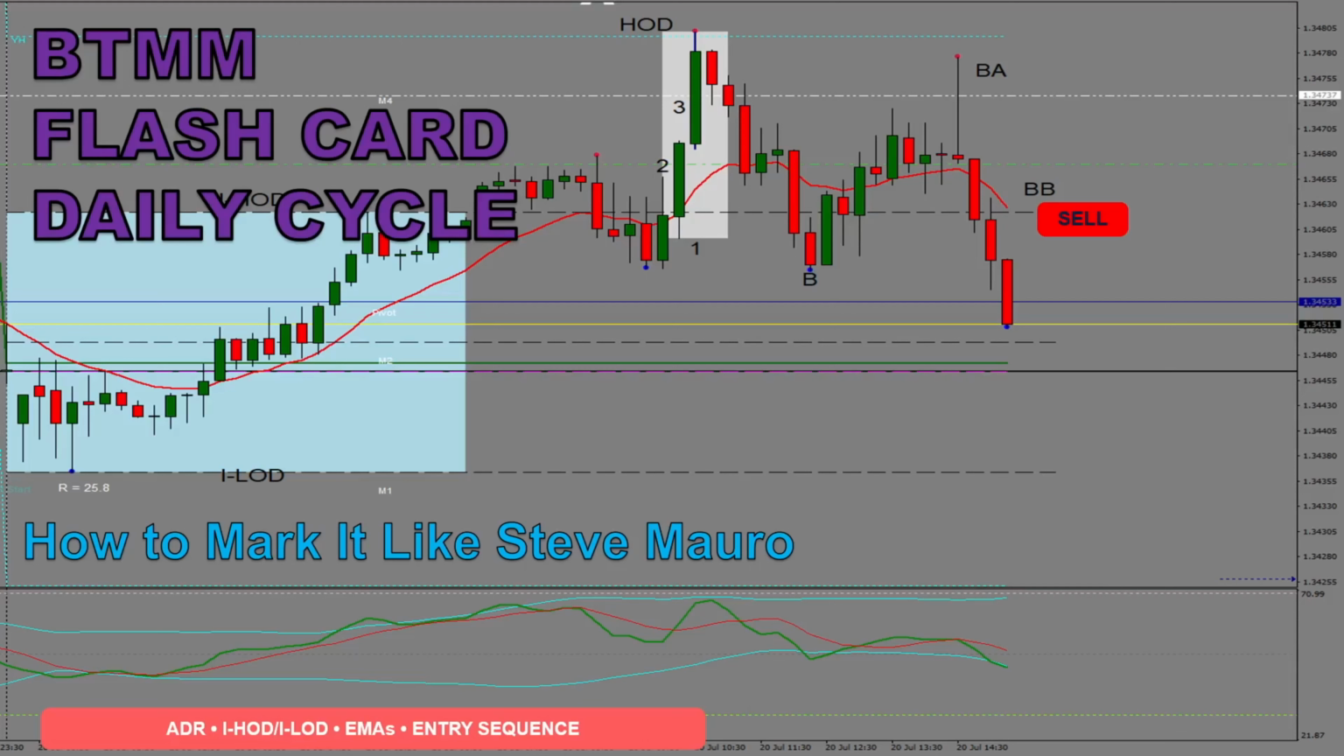So today I'll be teaching you how to do the Btmm flashcards. We use the flashcards as homework. We also call them R&D, or research and development. This helps you to understand Btmm better, and they help you to see trades which have already formed, so that you'll be able to see them before they form. Okay, so let's get into it and I'll be showing you how to do it.